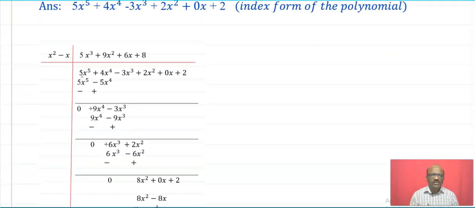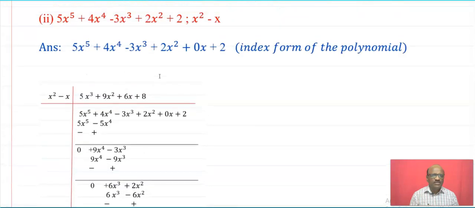Again we write the polynomial here: 5x raised to 5 plus 4x raised to 4 minus 3x cube plus 2x square plus 0x plus 2. Now see this: here 5x raised to 5 and here is x square. By which term should we multiply this x square to get 5x raised to 5? That term is 5x cube.